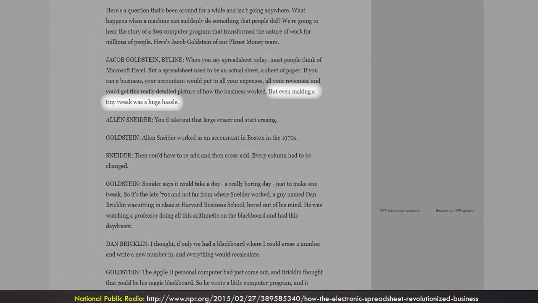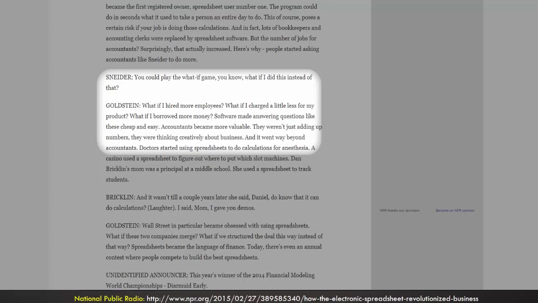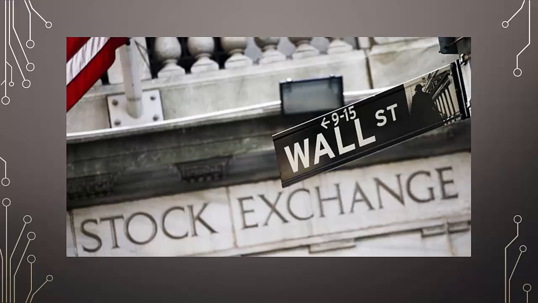With the introduction of electronic spreadsheets, Snyder says that it gives the user the power of playing the what-if game. The software allowed for the easy answering of questions like, what if I hired more employees? Or what if I charged a little less for my product? And Excel gives the users the power to do so through the extremely quick editing of tons of cells with little effort. Wall Street would universally adopt this program, but this wasn't always for the better.